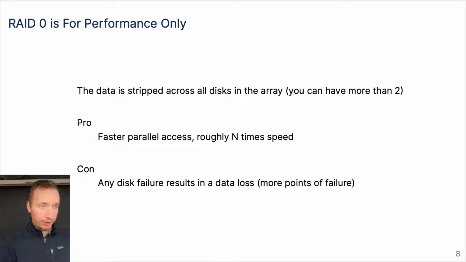All the data is just striped, or basically split into chunks and put on multiple disks. So you're going to have faster parallel access. You're going to get roughly n times the speedup for both reading and writing. But any disk that fails is going to result in data loss. You have way more points of failure. So you have n points of failure for how many disks you have, and it only takes 1.